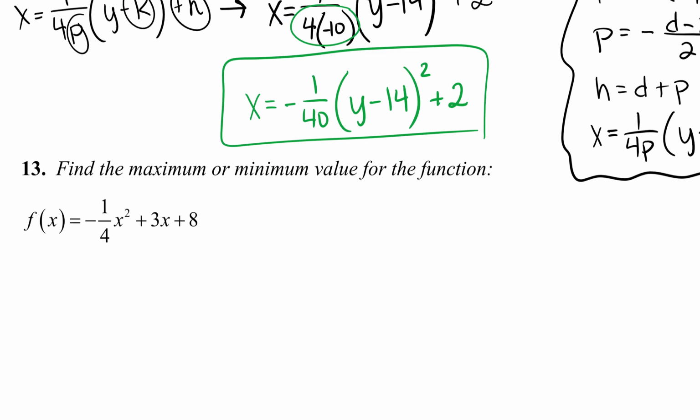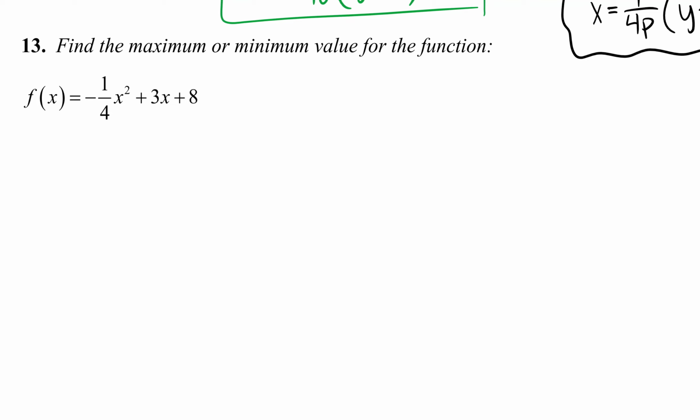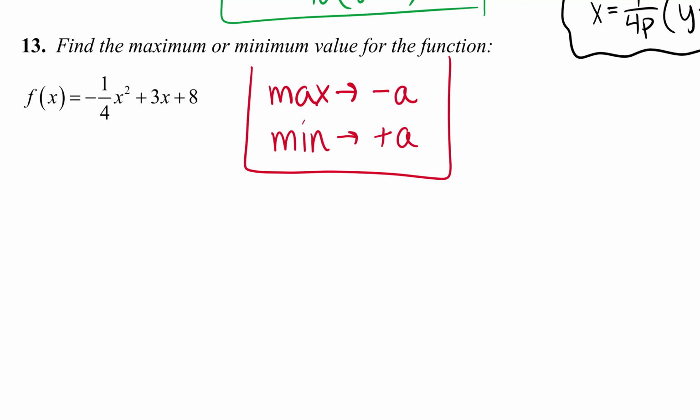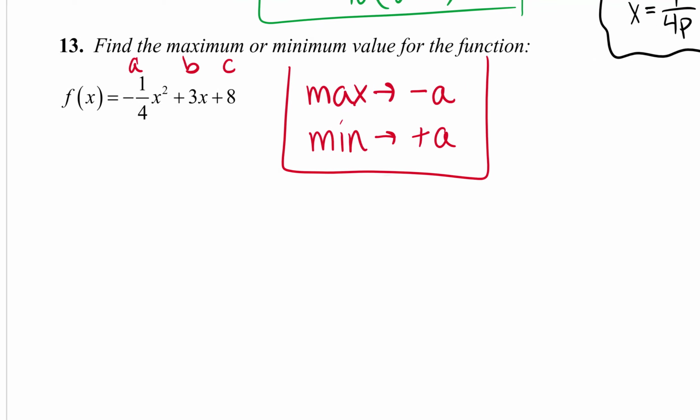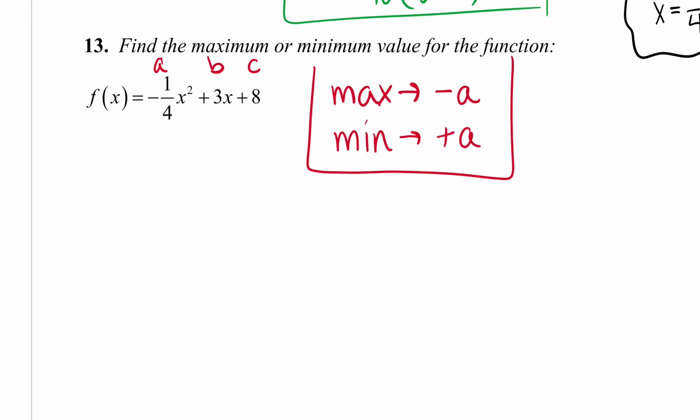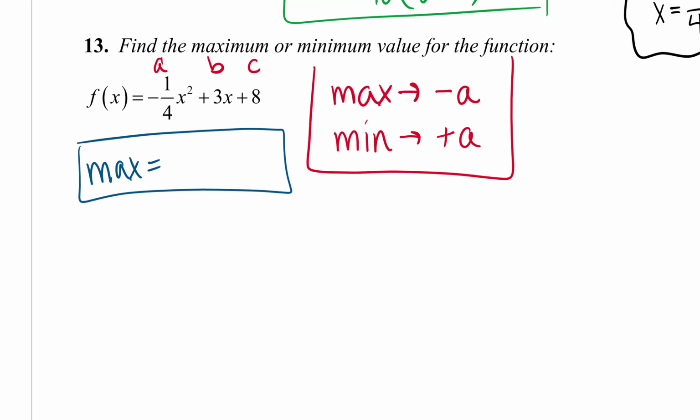Alright, moving on. Maximum or minimum? So max or min, first off for notes, I'm going to have a max if I have a negative a, and then the opposite, I'm going to have a min or minimum if I have a positive a. So again, the a determines everything on this question. So if I label these, I'm going to have A, B, C. So right away, I can tell since A is negative, I'm going to have a maximum. So I'm going to go ahead right here and just write max equals, and I don't know yet, but I'll find out in a minute.